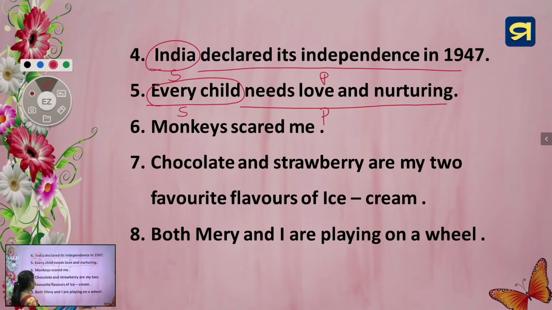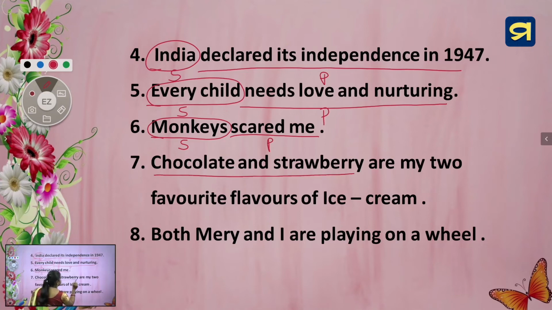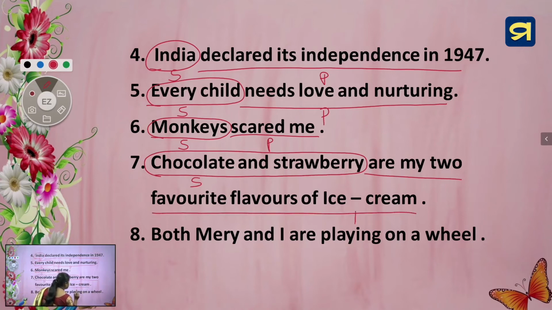Okay, fine. Monkey scared me. Who scared me? Monkey scared me. So monkey is the subject, scared me is the predicate. Okay. Next, chocolate and strawberry are my two favorite flavors of ice cream. Okay, so what are my two favorite flavors of ice cream? Chocolate and strawberry. So chocolate and strawberry is the subject, and the rest part of the sentence is predicate.